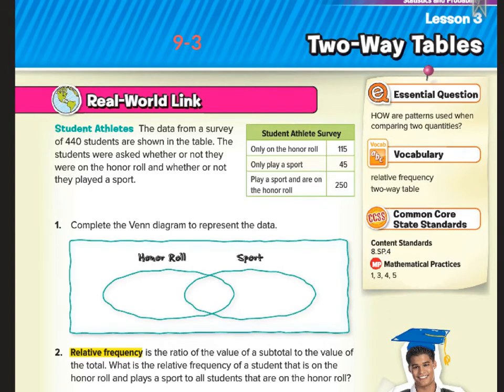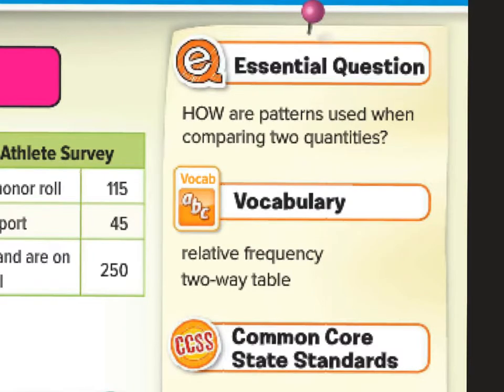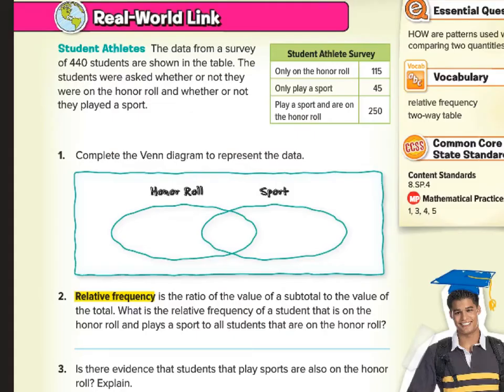Hello everyone, welcome to lesson 9-3, two-way tables. In this lesson, we will continue to address how patterns are used when comparing two quantities, and we will use the vocabulary relative frequency and two-way table. Let's take a look at how to apply today's lesson in a real-world scenario.